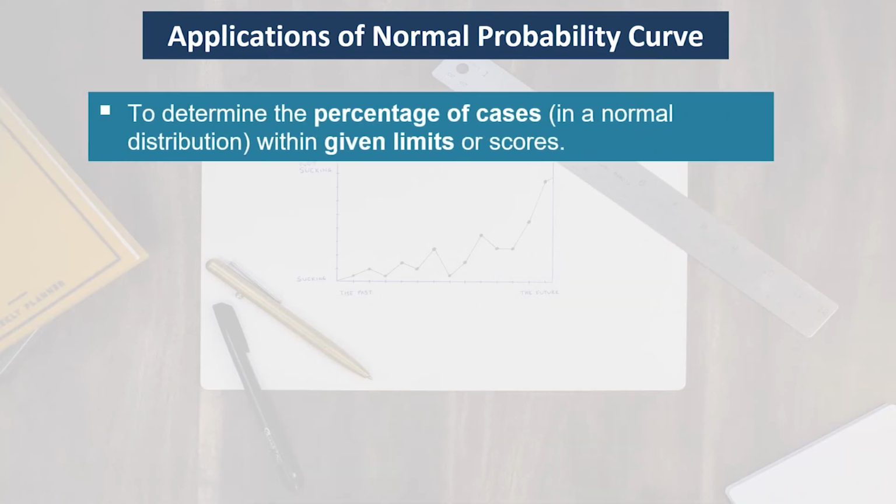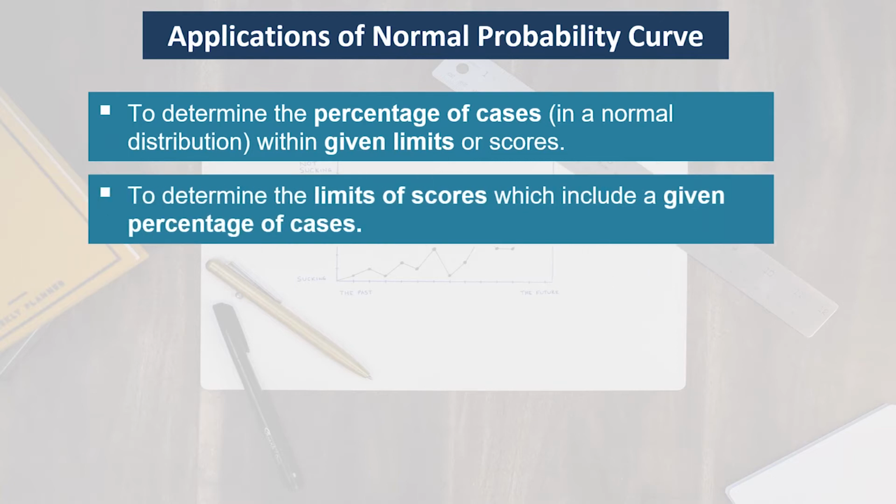First is to determine the percentage of cases in a normal distribution within given limits of scores. It means if the limits are given, then how to find out the percentage. Two scores will be given and the question will be what percentage of the students or children will fall between the two scores, between the two limits. So that is one application of the normal probability curve.